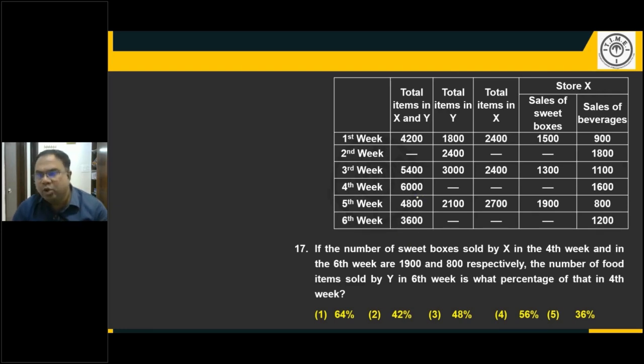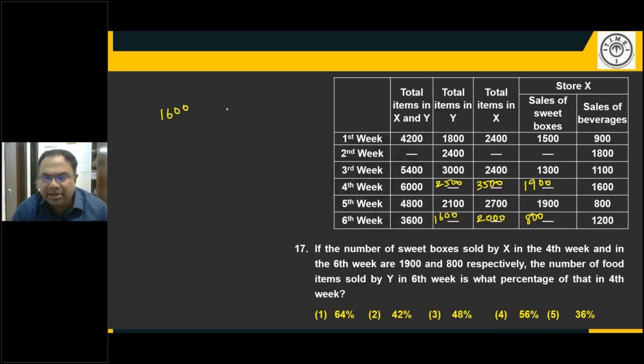Number of sweet boxes sold by X in fourth week and in sixth week are 1900 and 800. Okay, let me write. Number of sweet boxes sold by X in fourth week and sixth week. I'll write here. 1900 sweet boxes. Sixth week is 800. So 12 plus 8. This is 2000 X total. This is 3500. So Y will be 6000 minus 3500, 2500. 3600 minus 2000, 1600. Number of food items sold by Y in sixth week, 1600.